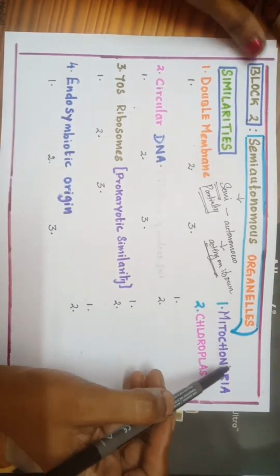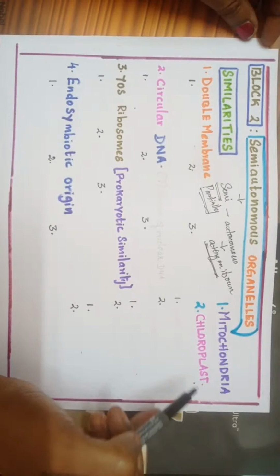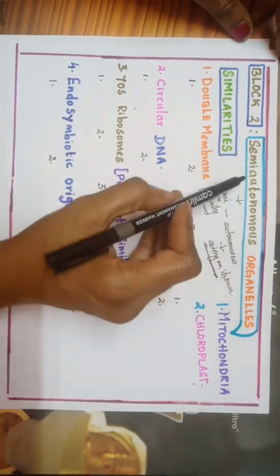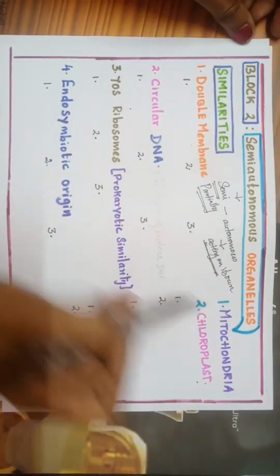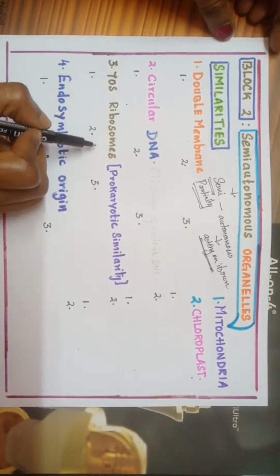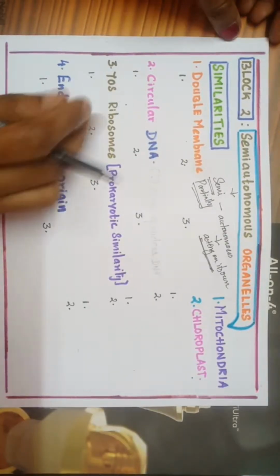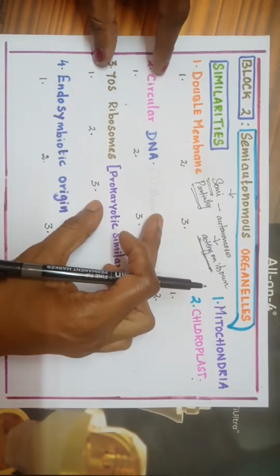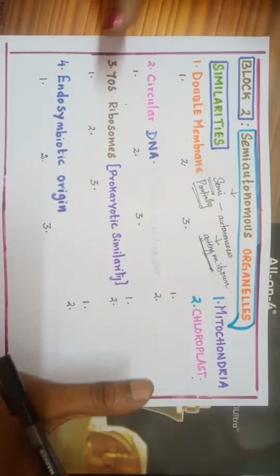Why are mitochondria and chloroplasts called semi-autonomous organelles? This can be the assertion. The reason is that they have their own circular DNA and their own 70S ribosomes. If you see these two in the reason, you can easily choose the answer.